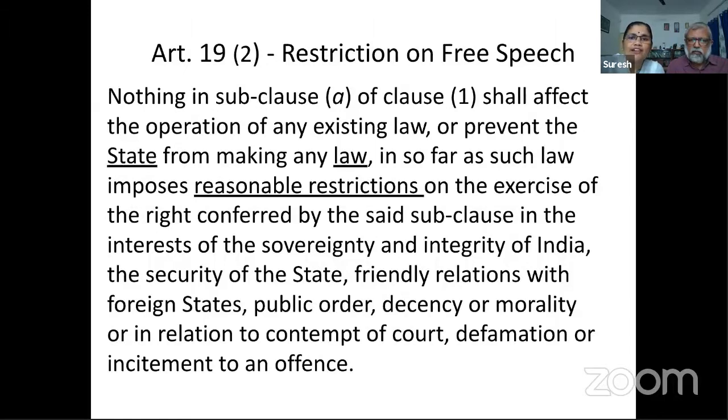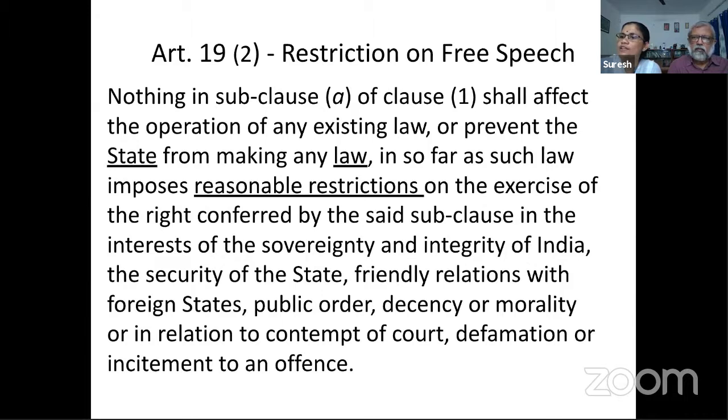So the government can restrict your exercise of the freedom of speech and expression in the interests of sovereignty and integrity of India, in the interests of the security of the state, friendly relations with foreign states, public order, decency or morality, or in relation to contempt of court, defamation or incitement to an offense. I mean, this is quite a mouthful. We have now broken down each one of them in the subsequent slides.